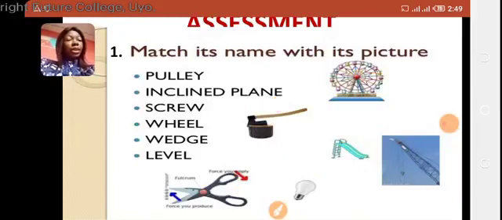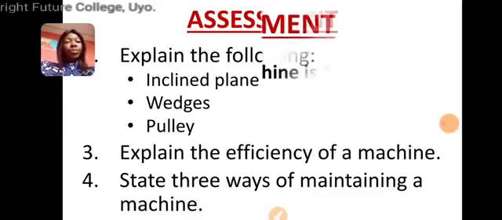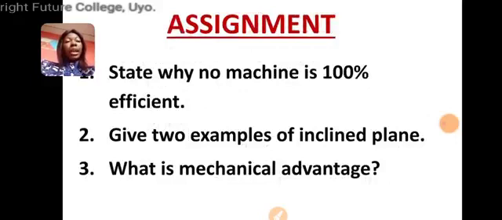Now let's move on. The next question is, explain the following: inclined plane, wedges, pulley. Next one is, explain the efficiency of a machine. The fourth, state 3 ways of maintaining a machine. I believe that you can all answer these questions without blinking an eye. Now, this assignment is for you. 1. State why no machine is 100% efficient. 2. Give 2 examples of inclined plane. 3. What is mechanical advantage?